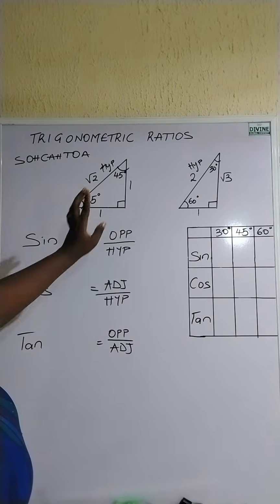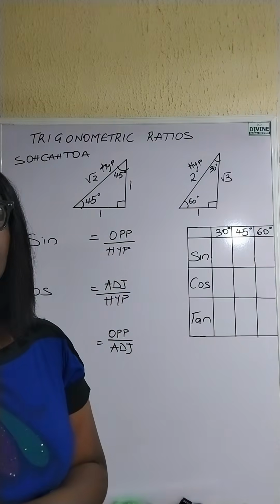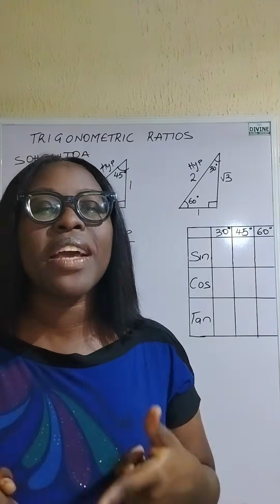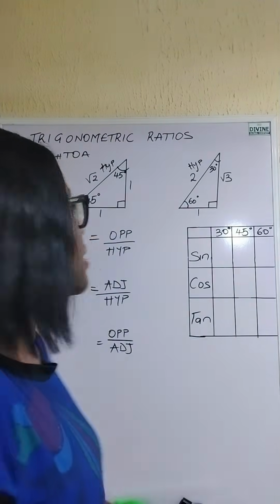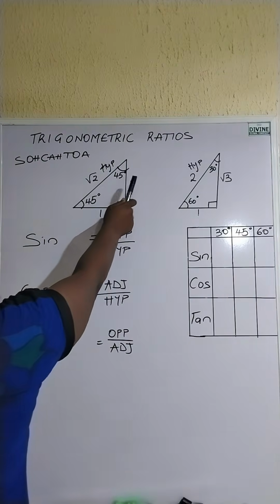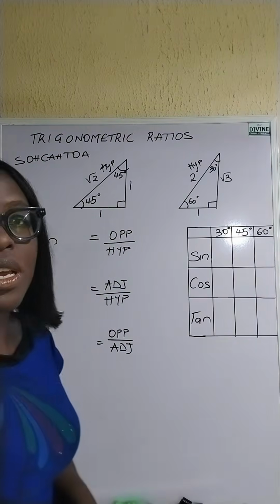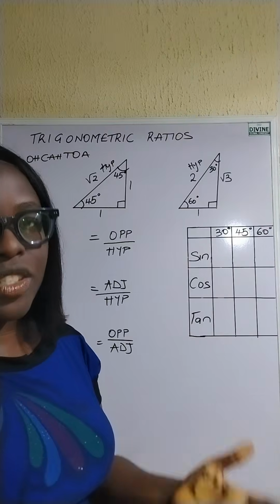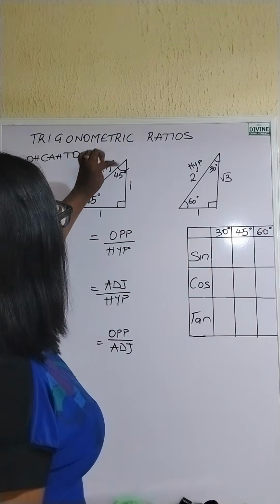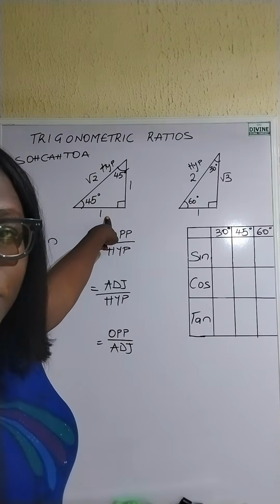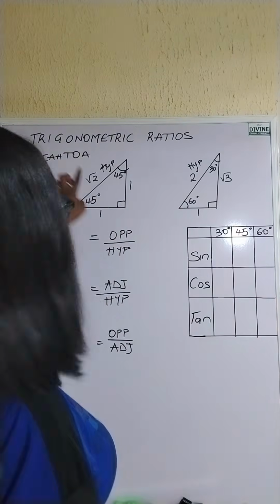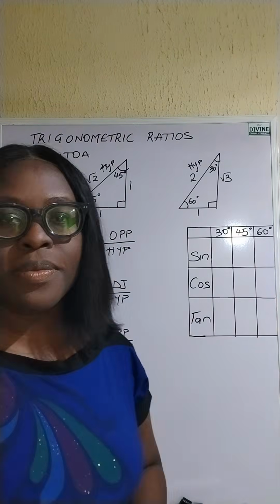Then we have the opposite and the adjacent. Opposite and the adjacent are not constant because it depends on where your angle is facing. So if this is the angle given, the side it is facing becomes the opposite and the one next to it becomes the adjacent. But if we are referring to this angle, the one opposite it then becomes the opposite and the other one becomes the adjacent. But the only one that is constant is the hypotenuse.